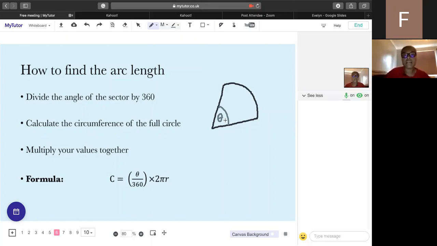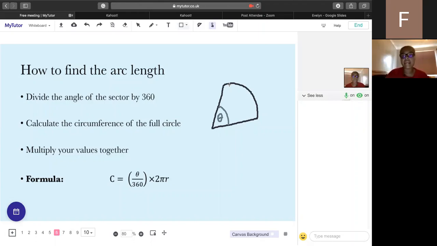Now your arc length is this length here. It's like a part of your circumference. So remember, this part of the circle is called the arc. So it looks like an arch basically. So that's the length that we want to try and figure out. Now, the way we're going to figure out the arc length is exactly the way we worked out the area of the sector, only using our circumference instead of our area of the circle.